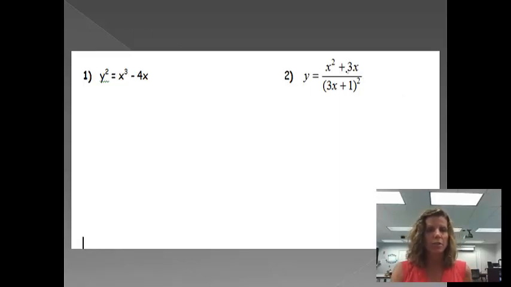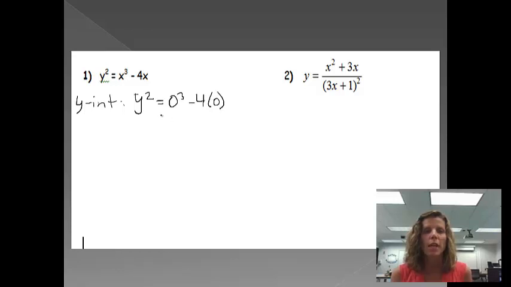Here we go. All right, in the first example, you'll notice that it says y squared equals x cubed minus 4x. First of all, let's get the y-intercept. To do that, we're going to let the x value be 0. So we'll have y squared equals 0 cubed minus 4 times 0. And we just get 0 as an answer. We still have y squared, but if we square rooted both sides, we would still get 0 as an answer. So when I write the y-intercept as a point, it will be (0, 0). So this graph crosses the y-axis at the point (0, 0).